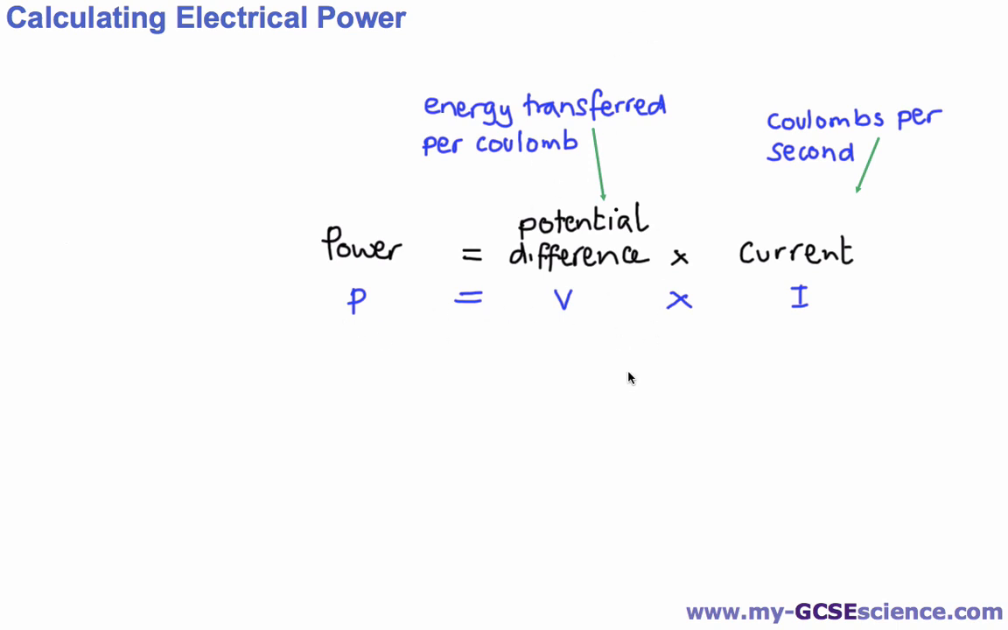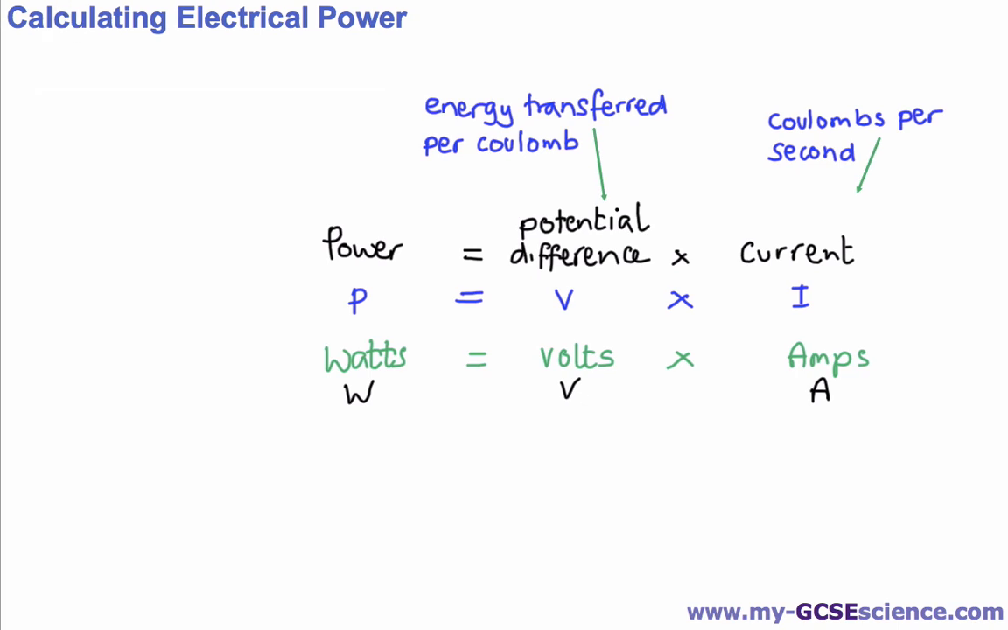Okay, but just to go back to a slightly simpler version here, we've got P equals VI, and the units are very simply as follows. For power it's watts, as we know. Potential difference, or voltage we can call that, is volts, and current is in amps. The abbreviations are again W, V and A for amps. It's probably worth now looking at a couple of examples.